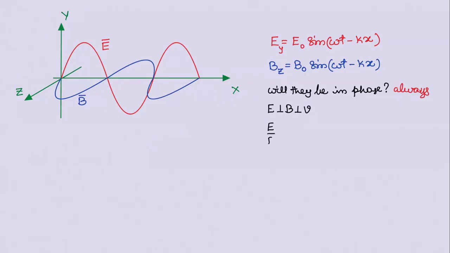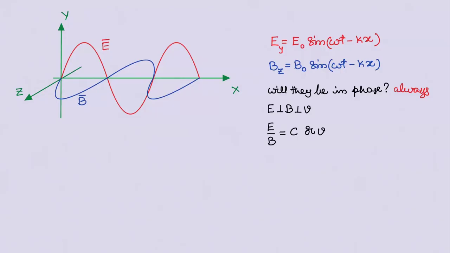Then E by B equals C. That means at any given point, you take any point, the E value you take, the B value you take, the ratio of E by B must be C, or you can say V also, because the electromagnetic wave need not be in vacuum. It can be some other place, any medium you take. It is the velocity of that medium you can take. Okay, or V.